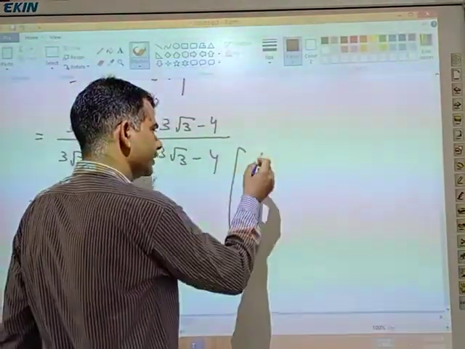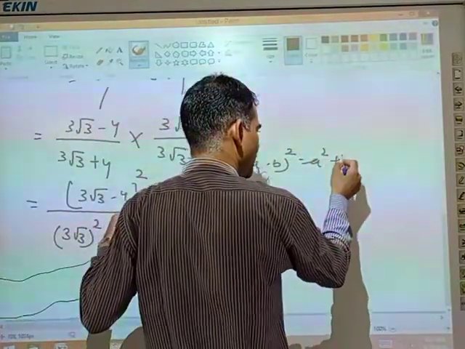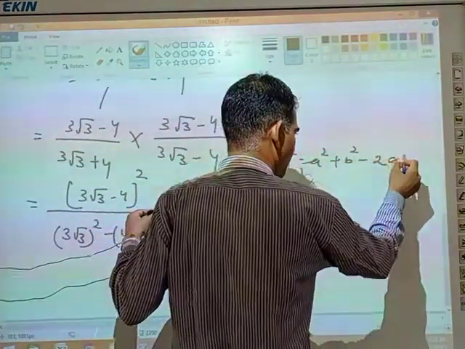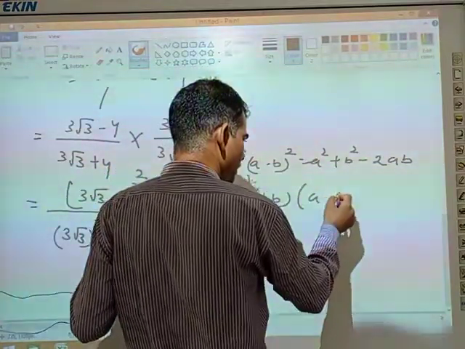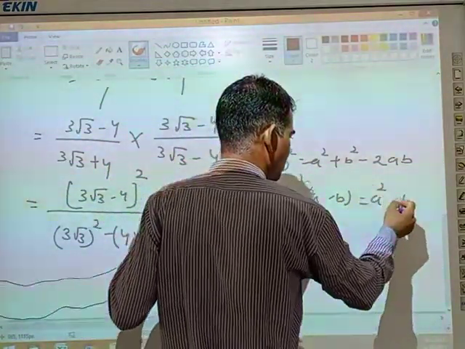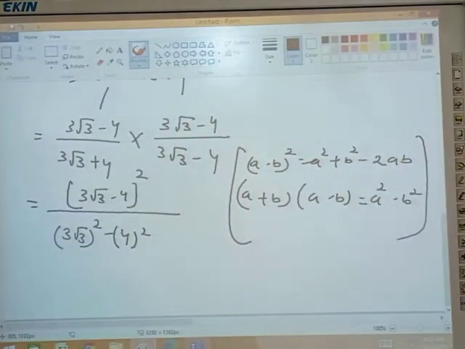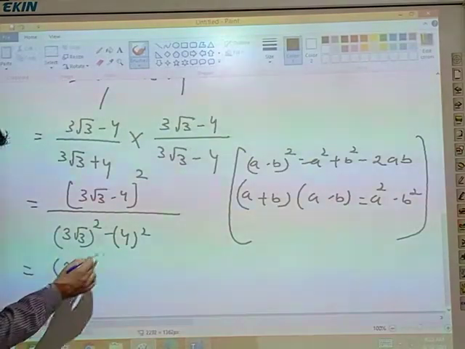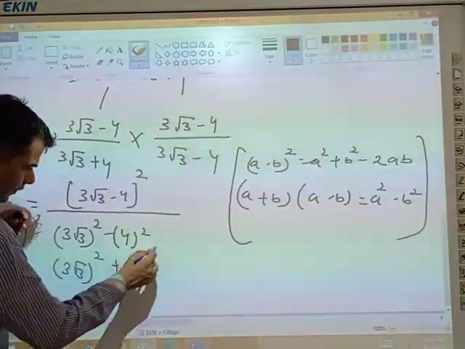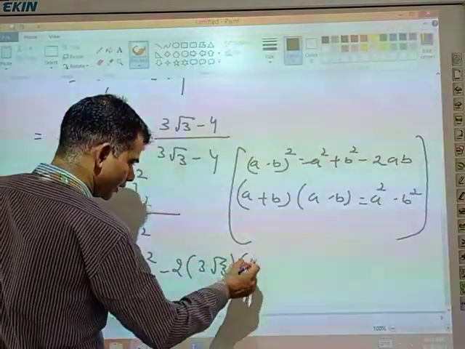Apply the identity. (a minus b) whole square is a square plus b square minus 2ab. (a plus b)(a minus b) is equal to a square minus b square. Now apply the identity a square plus b square minus 2ab.